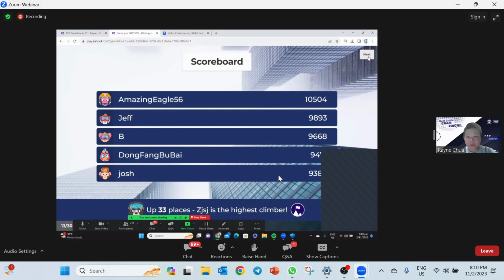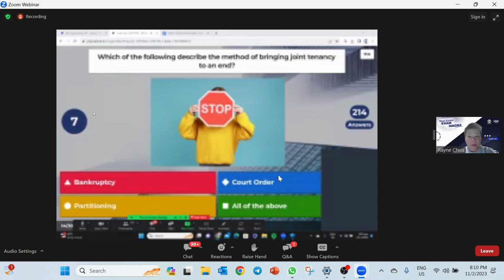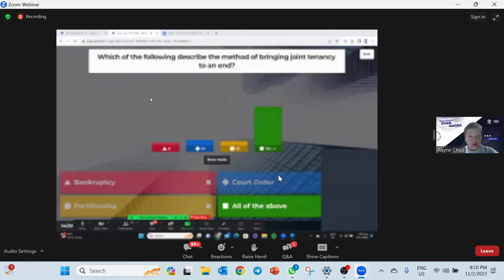Okay, let's go on to the next one. Which of the following describe the method of bringing a joint tenancy to an end? Just now we talked about the meaning of joint tenancy. So when there's a bankruptcy, right, they cannot pay, it will also bring the joint tenancy to an end. When there's a court order, for example, a divorce, it will also bring the joint tenancy to an end.